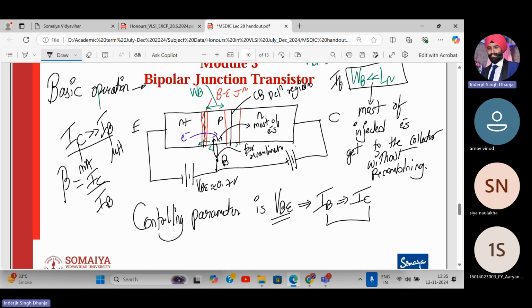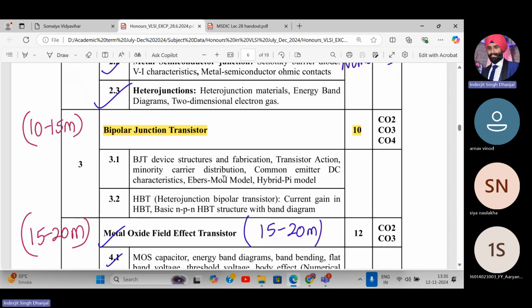So what we will do is we'll stop over here. Next time we'll talk about the transistor action, minority carrier distribution, and then possibly on the same day, that is tomorrow, the small signal model and hybrid pi model. That will complete the major chunk of module number 3.2, 3.1.